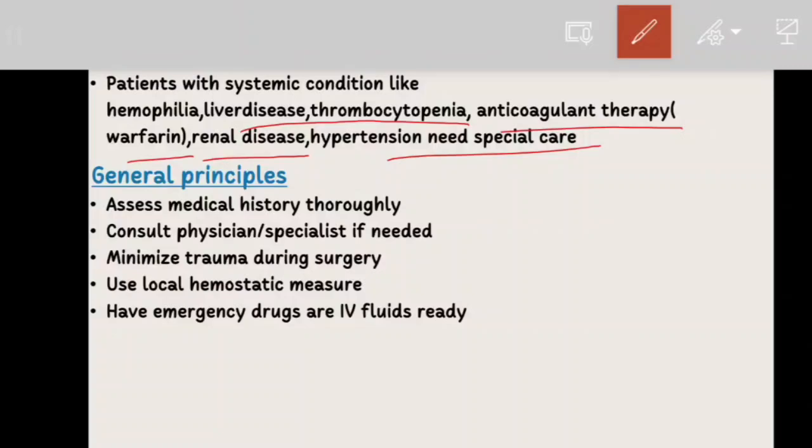Now the general principles. Always remember these 5 points. Take a detailed medical history, and assess the medical history thoroughly. Consult the physician or specialist if needed. Do atraumatic extraction, so there is minimum trauma during the surgery. Use local hemostatic measures, and keep emergency drugs and IV fluid ready. This is a common 5 marks question in the exam.